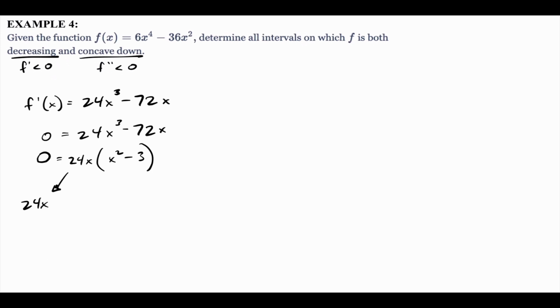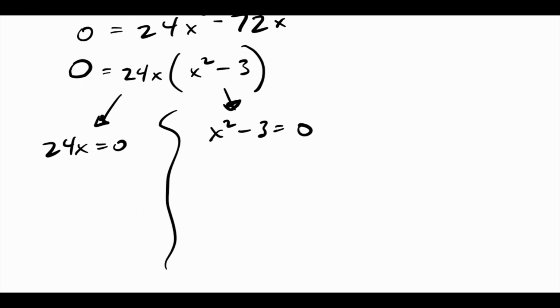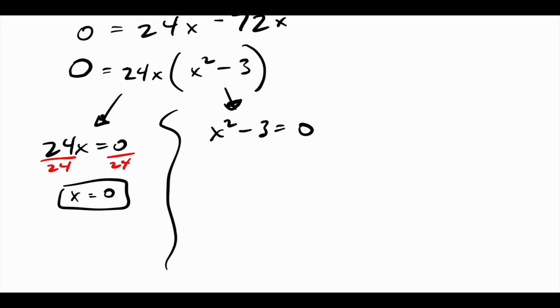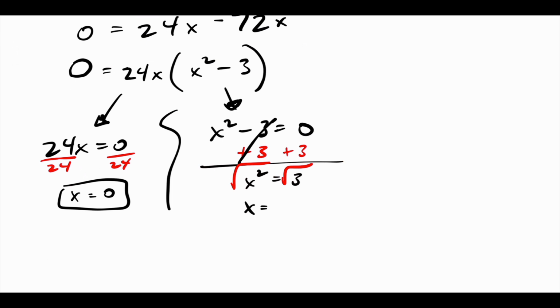So 24x equals 0. x squared minus 3 equals 0. So with 24x, I'm just going to divide by 24. I get 0. 0 is one critical value. The other one, I have to add 3 to both sides, and then take the square root. So the square root of 3 is not a nice, pretty number. So I'm just going to leave it the square root of 3.